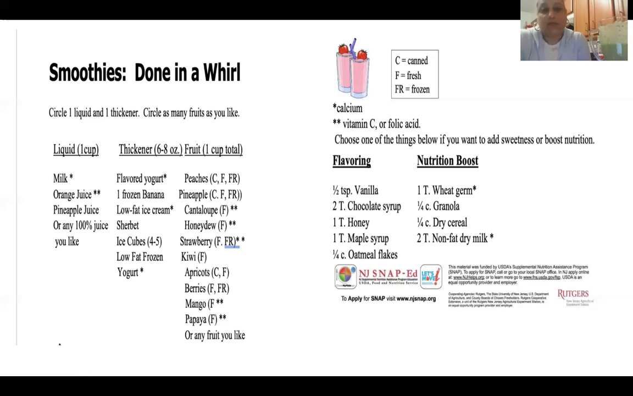You can also choose any fruit. And here's the list here, so that way you can boost your calcium, your vitamin C, or folic acid. And you can choose one of these things below if you want to add sweetness or boost nutrition. For flavoring, you can add vanilla, chocolate syrup, honey, maple syrup, or oatmeal flakes. For a nutrition boost, you can add wheat germ, granola cereal, dry cereal, or non-fat dry milk. Again, this is what you can add to give your smoothie a little bit more nutritional boost.